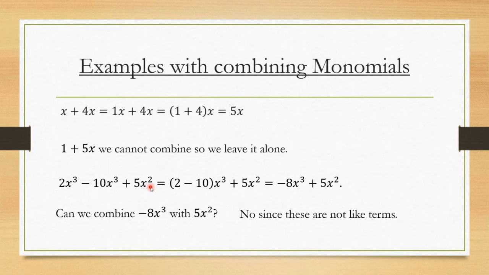The 5x squared, that's a term of degree 2. Okay. So first we take care of the terms of degree 3, those two like terms. We combine them, right? We're subtracting the coefficients. We get negative 8x cubed.